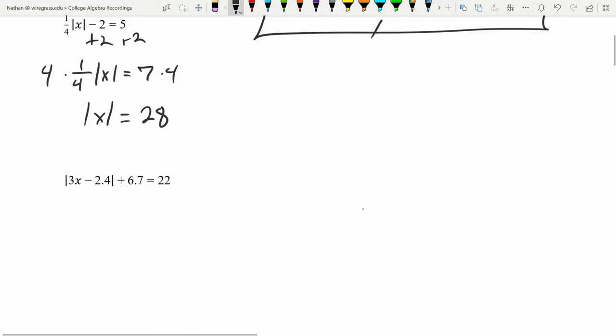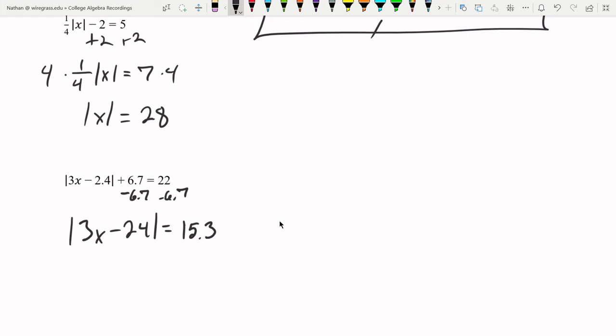Okay, for this problem, once again, get the absolute value by itself. Let's subtract the 6.7. That's going to give me the absolute value of 3x minus 2.4 equals, subtracting 6.7 from this, that's going to be 15.3. And at this point now I can break the equation up into two equations. The first one's going to be the exact same thing, but without the absolute value. And the next one's going to be the same thing without the absolute value, but now we're going to make negative the other side of the equation.